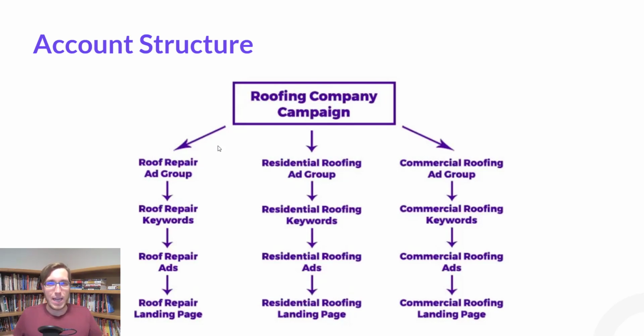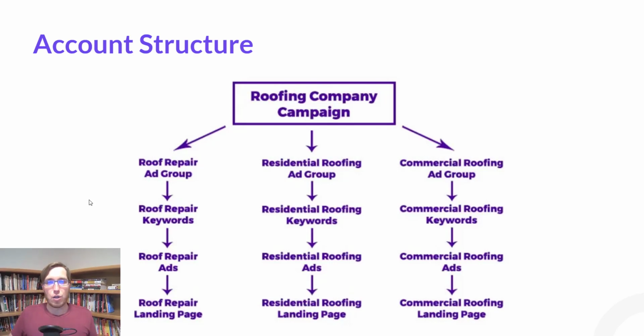What you want to do is take those different types of searches and segment them out like this. For this particular example, you have a roof repair ad group. You also have a residential roofing ad group and a commercial roofing ad group. This is a really simplified example, but the people searching for these different things are looking for something completely different. If somebody's looking for junk removal, obviously they're looking for junk removal, but if somebody's looking for furniture removal, they're obviously not looking for appliance removal for the most part.